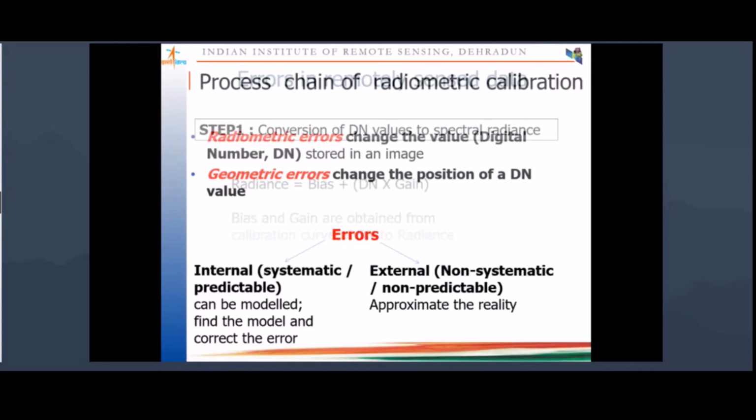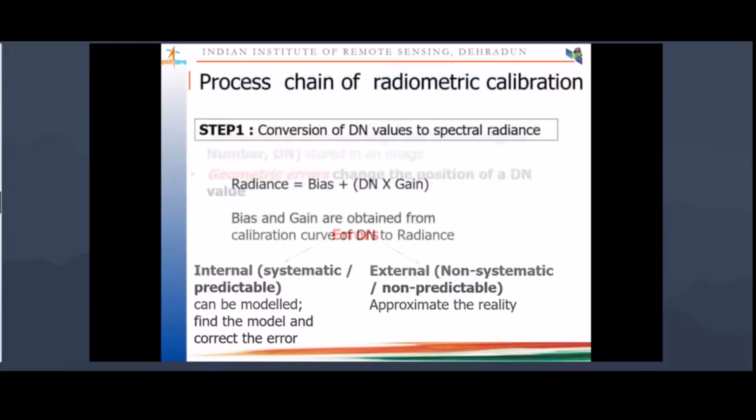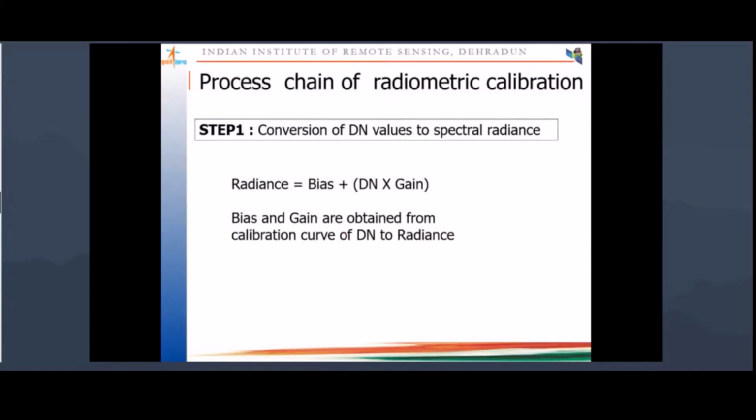So I'll be mainly discussing what you do in terms of radiometric corrections once you receive the satellite data and once you have freed the data from the bad columns or bad bands. So here, the basic processes that you will need to address will be: step number 1, you would convert the digital numbers to spectral radiance.